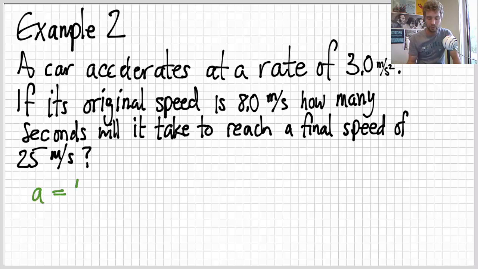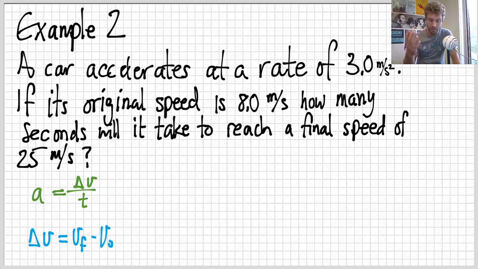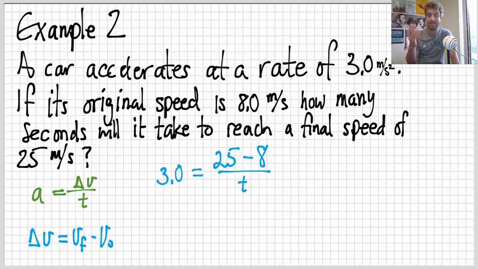So we still have our trusty acceleration is delta V over T, change in velocity over time. And once again, change in velocity is the final velocity minus the original. So we're going to have 3.0 equals. So we replace our A with our acceleration because we know what the acceleration is. So we just plug that in, and then we have 25 minus 8, the final velocity minus the original, divided by the time. But we don't know the time, so we're just going to leave it as an unknown T. We only have one unknown, so we know from algebra that when there's only one unknown, we can certainly find what it is.